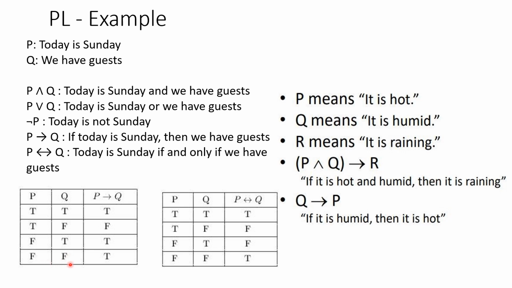Then both are false. Then also P implies Q is correct because today is not Sunday and we don't have guest. But if today is Sunday, then we have guest. So that is true.